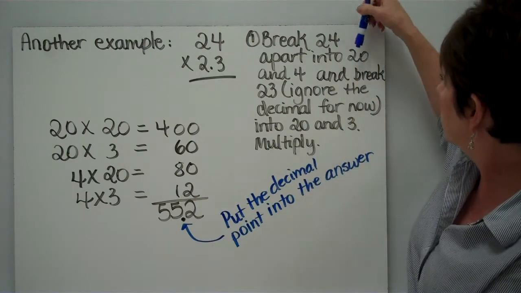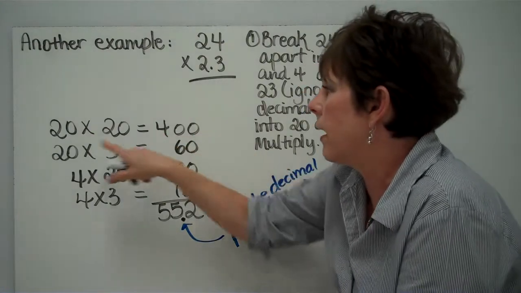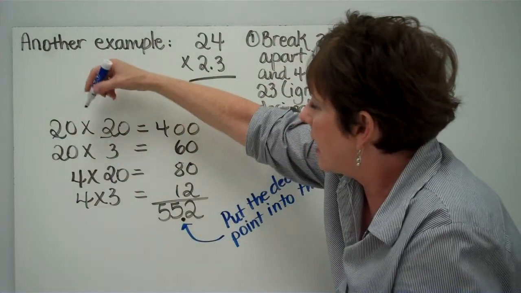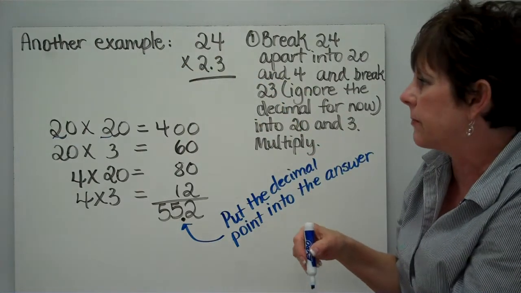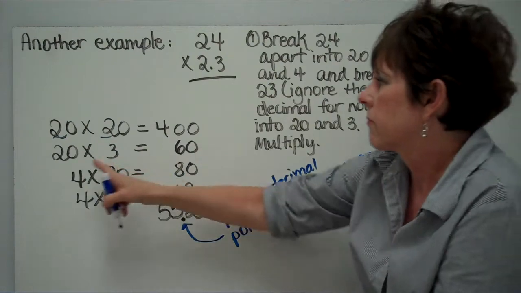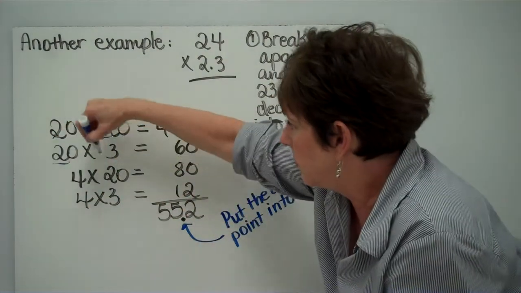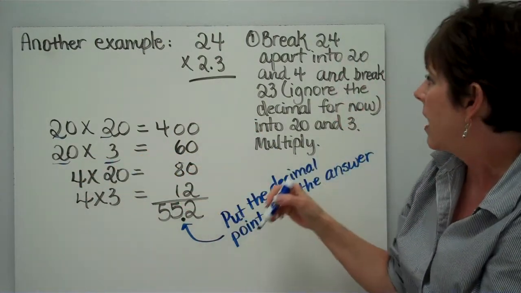So 20 times 20 would be 400. 2 times 2 is 4. And you have 2 zeros, so you put 2 zeros in your answer. Then 20 times 3. And that would be 60, because 2 times 3 is 6, plus a 0 is 60.